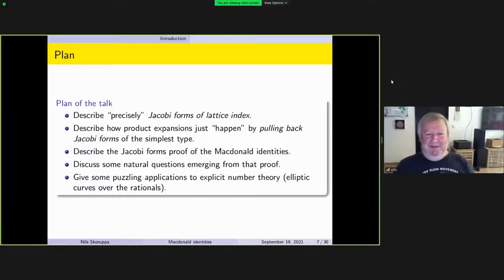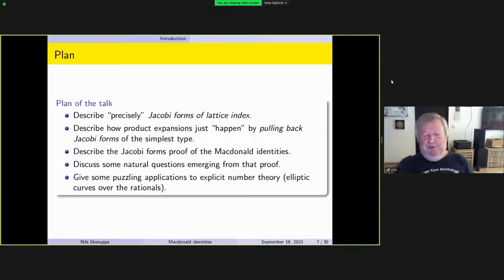Then I give or sketch the Jacobi form proof of the Macdonald identities. And as I said, there are some natural questions that evolve during the proof that one would like to discuss, and none of it is solved. And maybe if there's some time, I give some applications to explicit number theory. It has to do with elliptic curves.